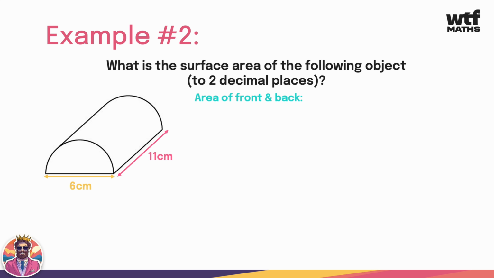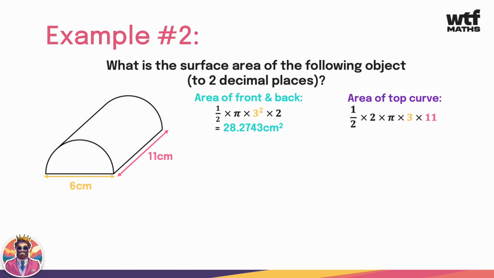So I'm going to show that using the formula. Half of a circle, so half times pi times 3 squared, but then I'm timesing it by 2 because there are 2 of them. And this will give me 28.2743. Now to find the outside curvy bit, I'm going to have to go half times 2 times pi times 3 times 11. I'm halving it because it's not a full cylinder. And that will give me 103.6726.